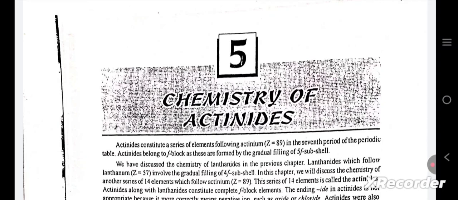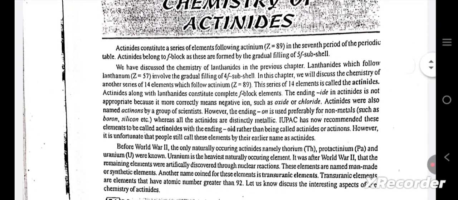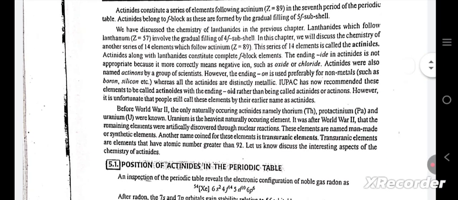Today in this video, I am reading the chapter Chemistry of Actinides of Inorganic Chemistry. Actinides constitute a series of elements following actinium, atomic number 89. In the seventh period of the periodic table, actinides belong to the f block as these are formed by a gradual filling of the 5f subshell. We have discussed the chemistry of lanthanides in the previous chapter.